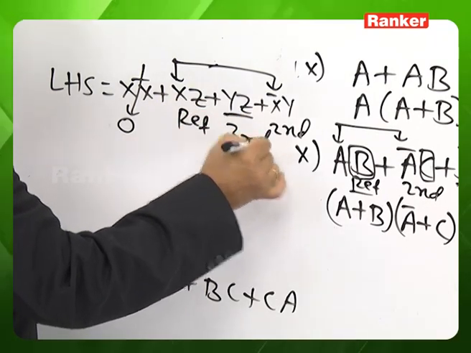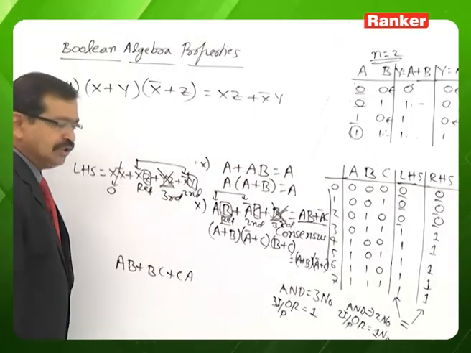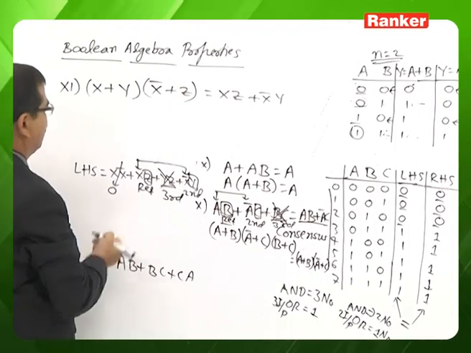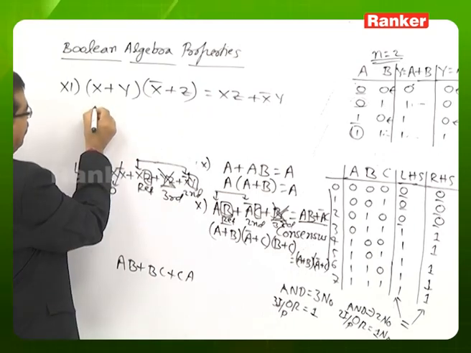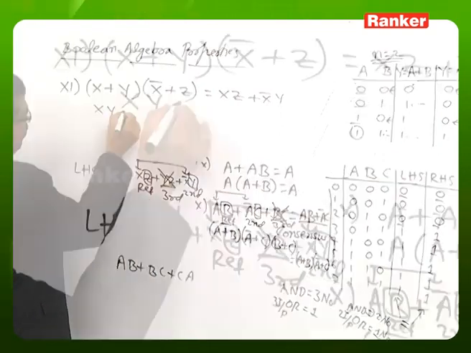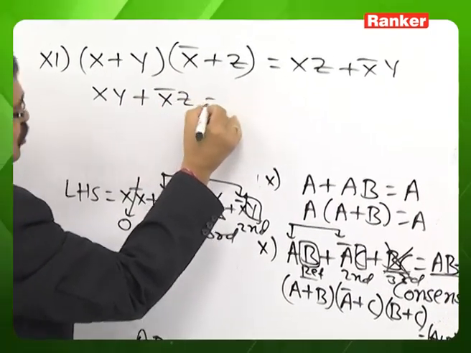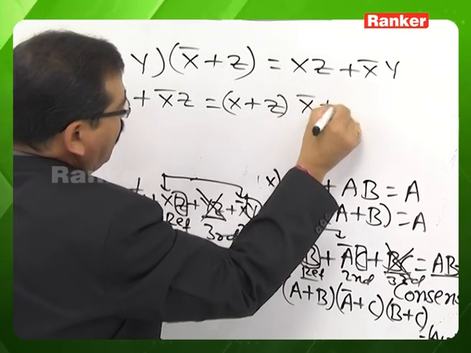We are looking at it coming from the first two terms' second literals, so that we have the possibility to eliminate this third term. Hence, the result is XZ or X complement Y. The dual for this is XY or X complement Z is equal to X or Z and X complement or Y.